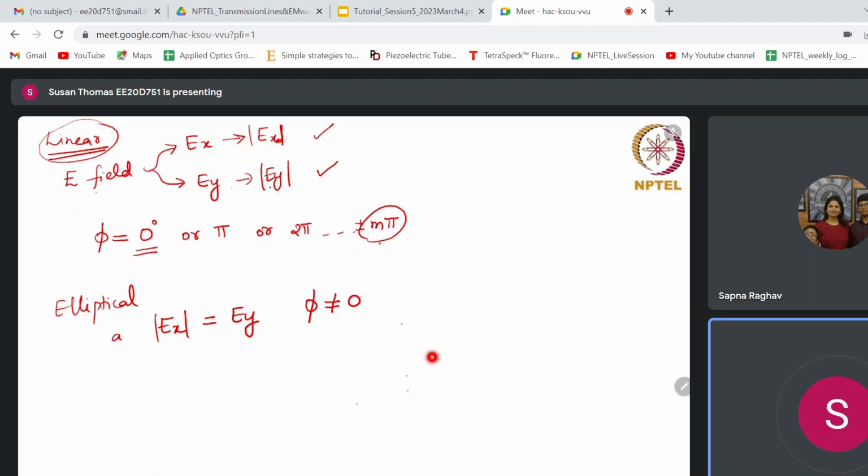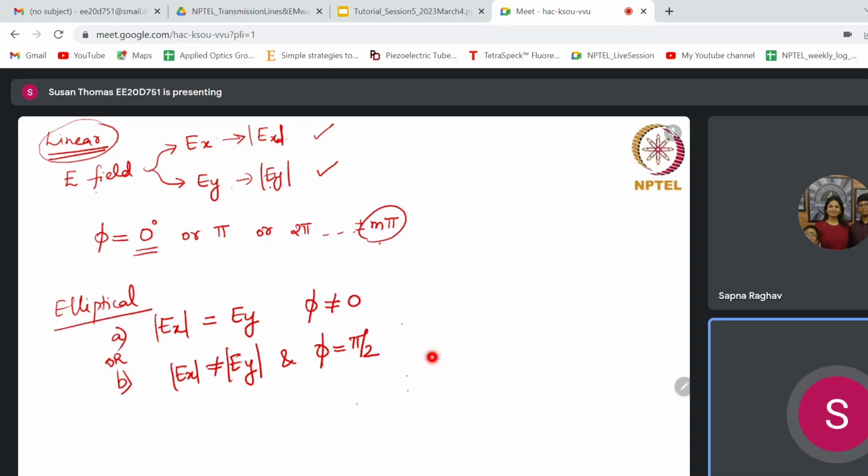This is one condition, or we can also say elliptical whenever Ex magnitude is not equal to Ey magnitude and phi is equal to pi by 2. So this phi is nothing but the phase difference between Ex component and Ey component. So in both these cases, we call it elliptical polarization.